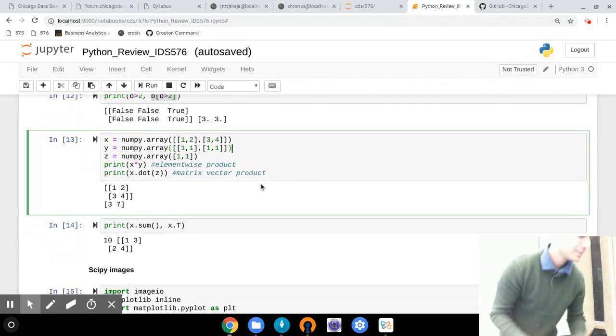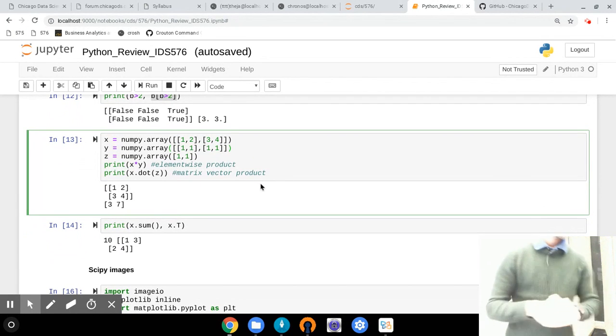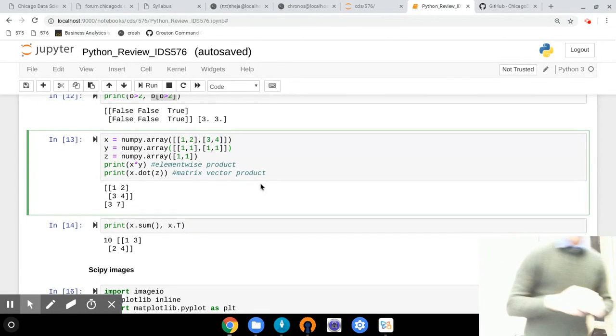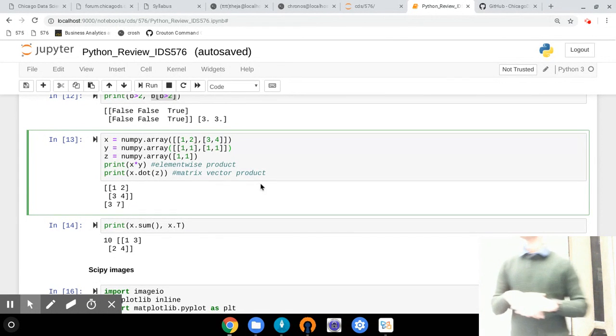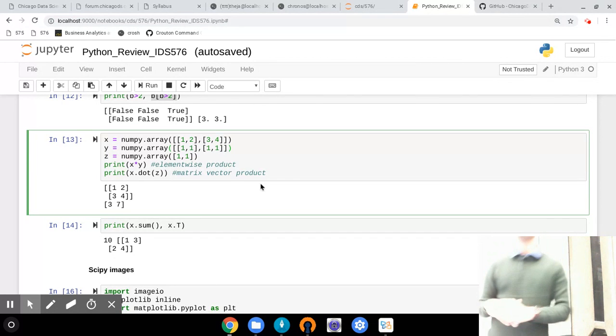Yeah, next I'm just trying to illustrate what a product is. How do we get a matrix vector product, and how do we get an element-wise product? Okay.